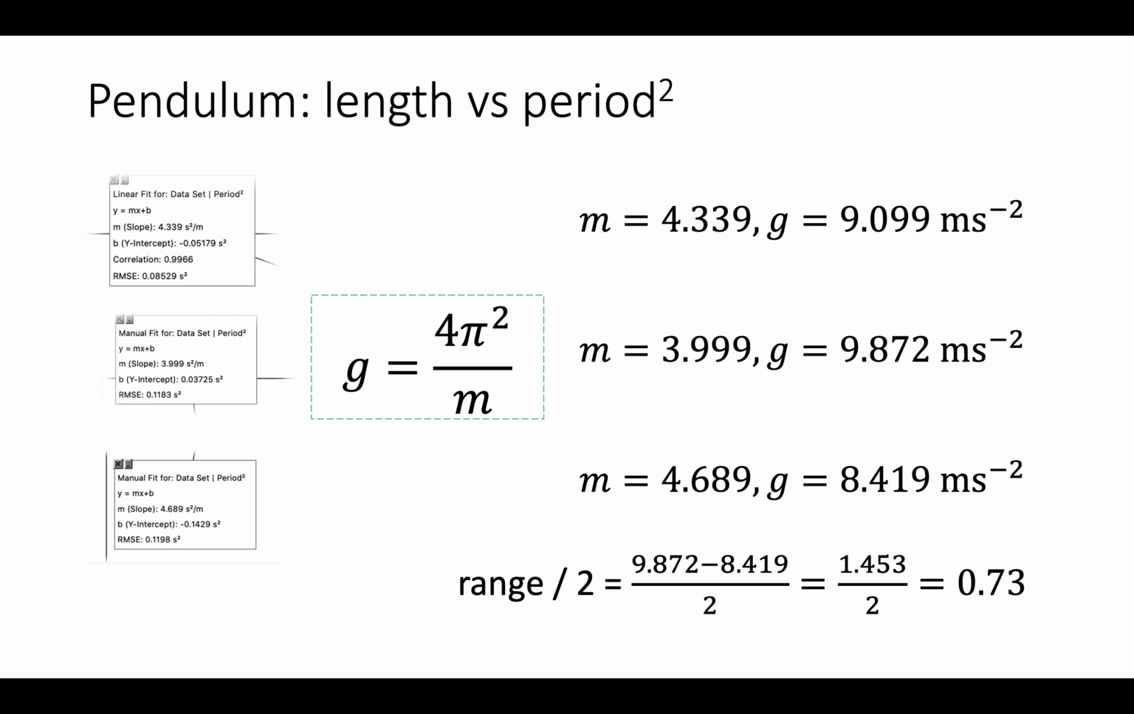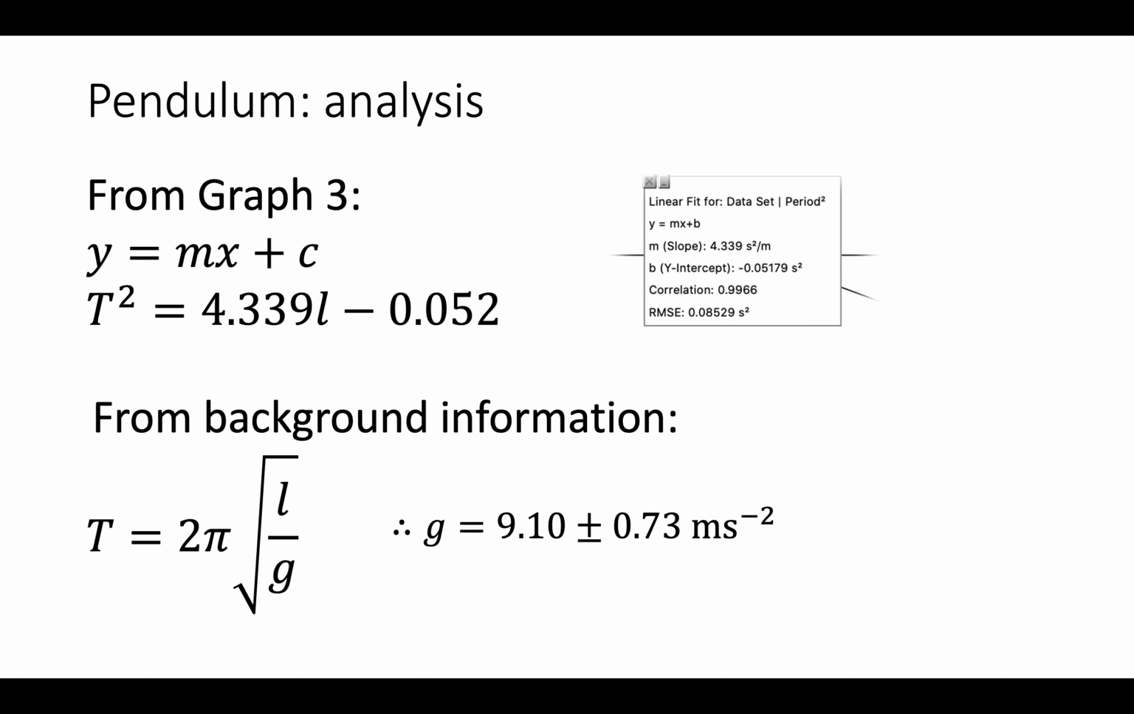We take those two measurements and find the range, and we divide the range by 2, a similar method to what we saw with our process data, which gives us 0.73 to two significant figures. From this we get that g, the value that we calculate, equals 9.10 plus or minus 0.73 meters per second squared, which is aligned with what we expect. But you should also, in your analysis, just describe what you found.